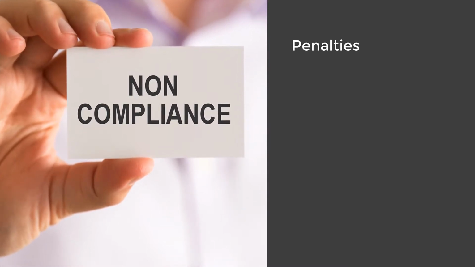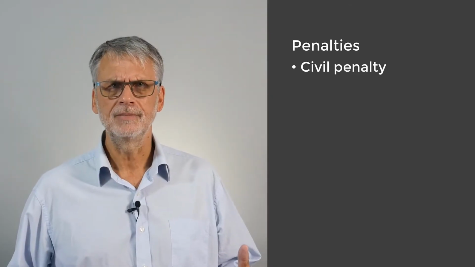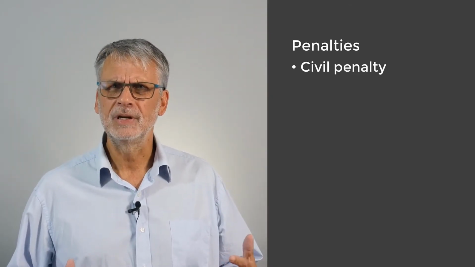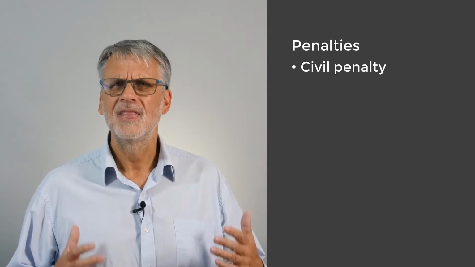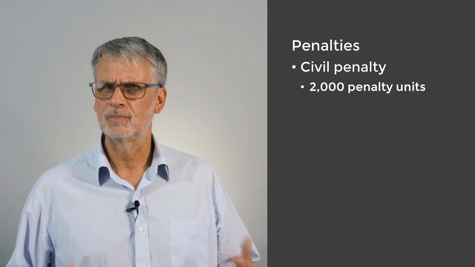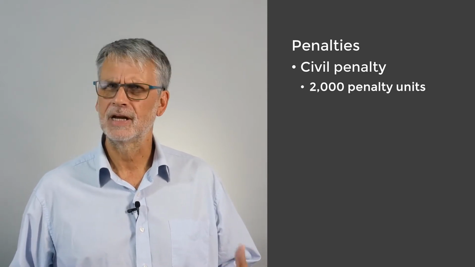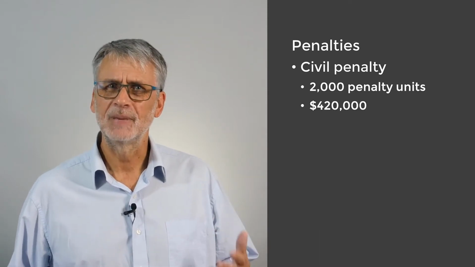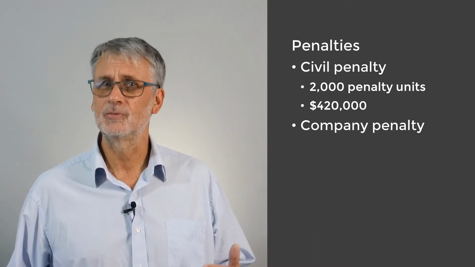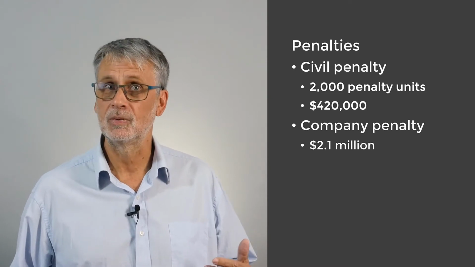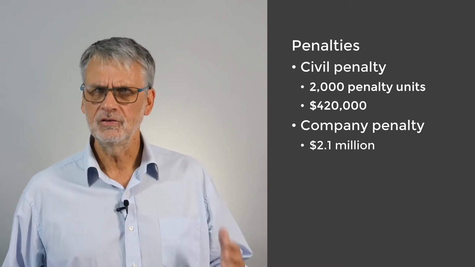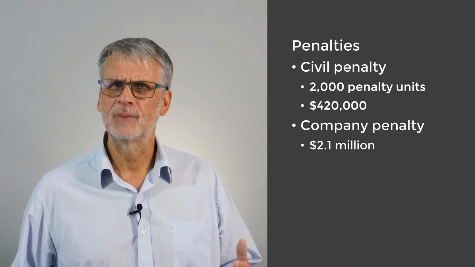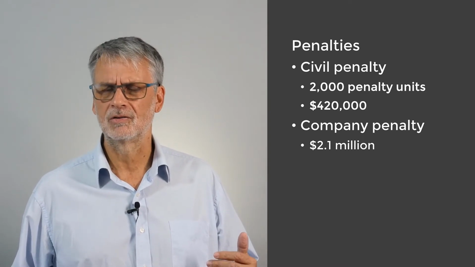What about penalties for non-compliance? Well, that depends. For a civil penalty, i.e. for a serious or repeated privacy interference, the largest penalty is 2,000 penalty units. Currently that's $420,000. For a company, the largest penalty is 5 times the civil penalty provision, i.e. $2.1 million. Since 2017, a federal penalty unit is $210.